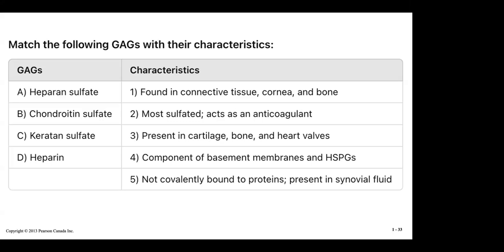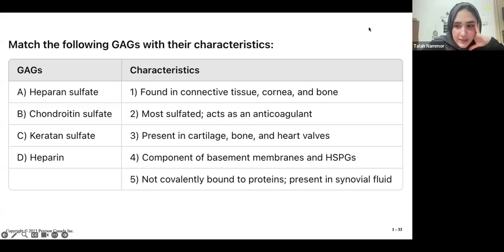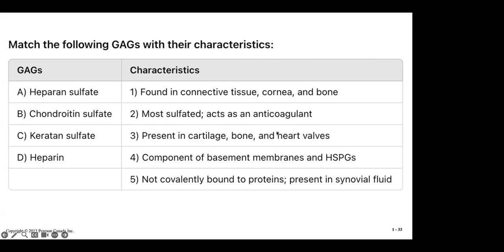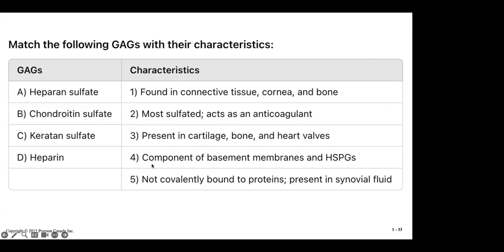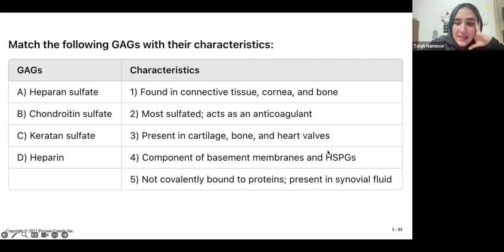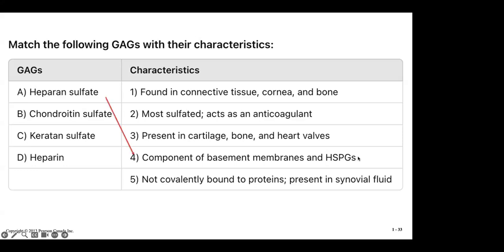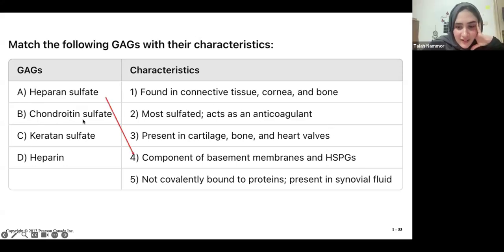No. Okay, we have one no. Does everyone think it's a no? Actually, we're only three in here. Anyways, so yes, it's not that one. Is it the most sulfated and does it act as an anticoagulant? No. Is it present in cartilage, bone, and heart valves? No. Is it a component of the basement membrane with the HSPGs? Yes.